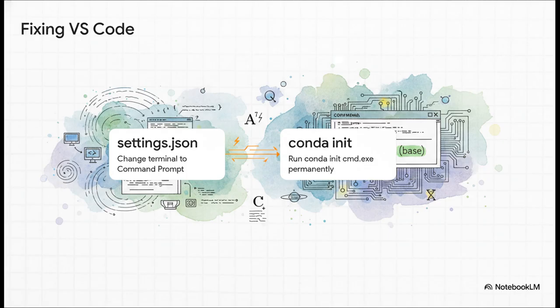First, we change VS Code's settings.json to use the standard command prompt instead of PowerShell. Second, we hop back to our Anaconda prompt and run conda init cmd.exe. What that does is permanently write Conda's path right into the startup configuration. After a quick restart of VS Code, our terminal finally shows that beautiful base tag. Conda is officially live in our editor.